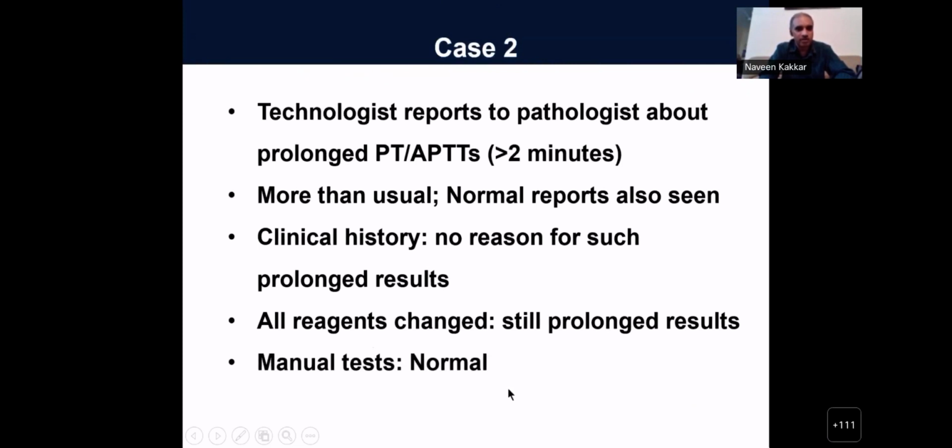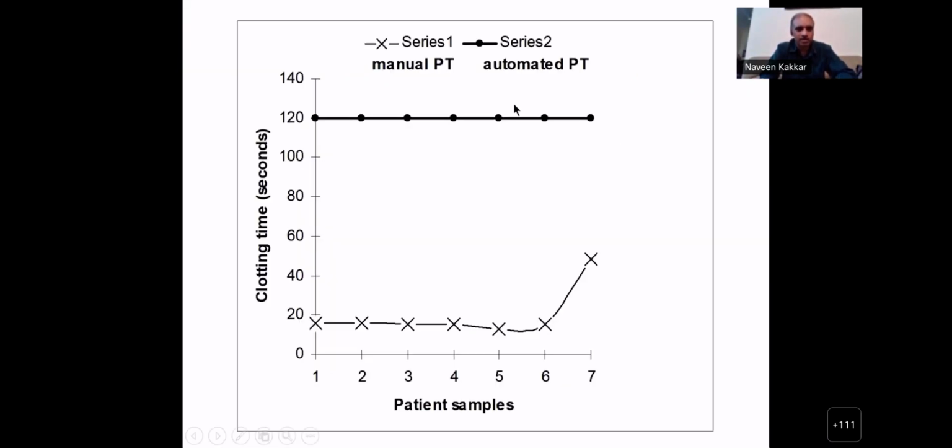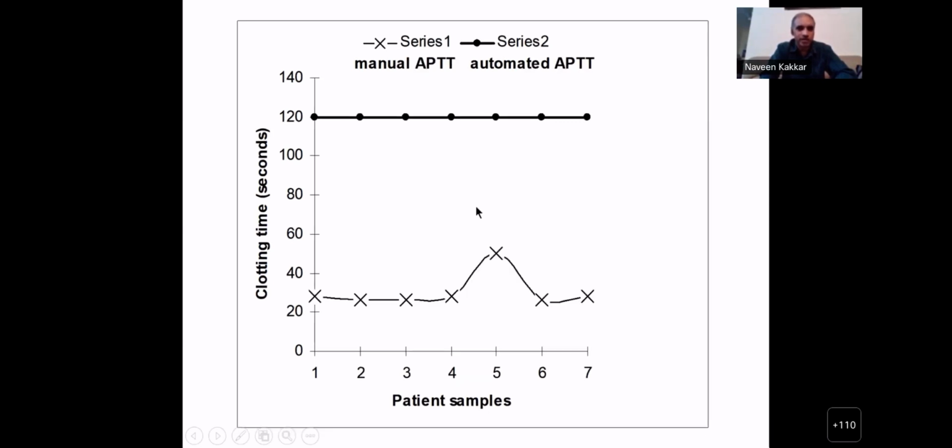Manual tests were normal in all these patients. We had about 7 patients that day, 2 the next day, where manual testing was normal. Only the semi-automated analyzer results were prolonged. Just a plot, nothing great, but 2 minutes on the manual count and normal values, that's for PT. And the other one for APTT. Again, the 2 minutes is fixed for the automated values, the manual count and normal values.